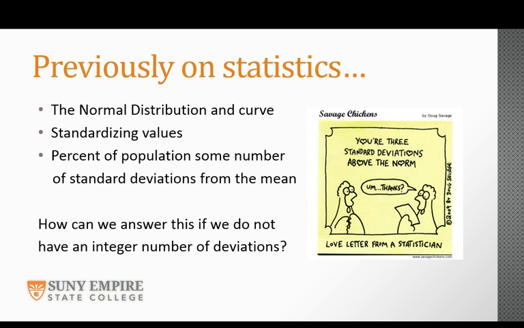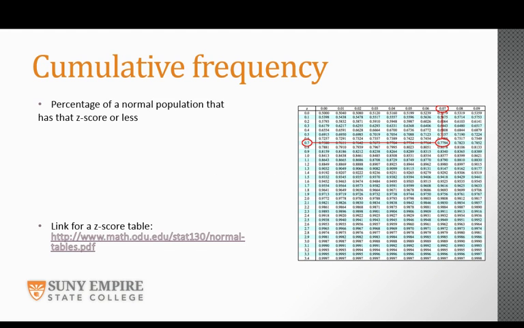But what happens if our score is not an integral multiple of standard deviations from the mean? That is, what if our z-score has a decimal? When we have a non-integer for a z-score, we will consider the cumulative frequency, which is the percent of the population that has that z-score or less. This percentage, called a p-value, is equivalently the probability that a randomly selected member of the population has that z-score or less. Luckily, there are tables of values to find these p-values for z-scores.